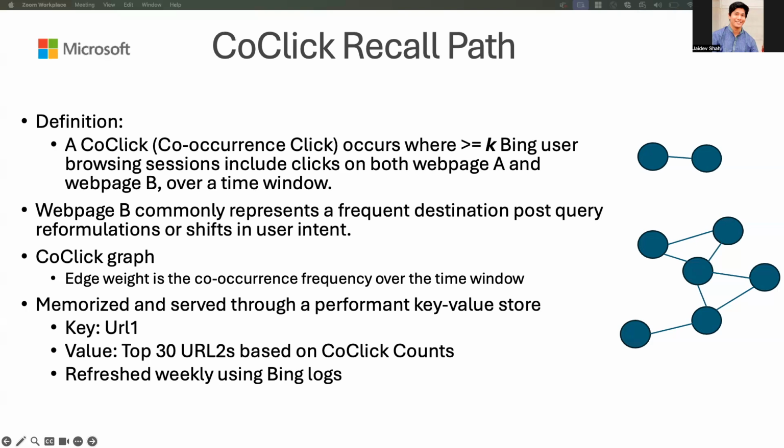Once we have several months of Bing search logs, we can build a co-click graph where the edge weight is the co-occurrence frequency over the time window in which the logs were collected. At serving time, all we're doing is serving the top 30 URL2s that we've injected into a key value store, ranked on the co-click counts for each URL one. We refresh these co-click counts weekly using the Bing search logs.